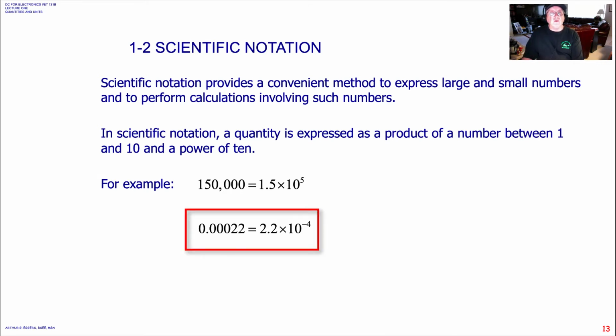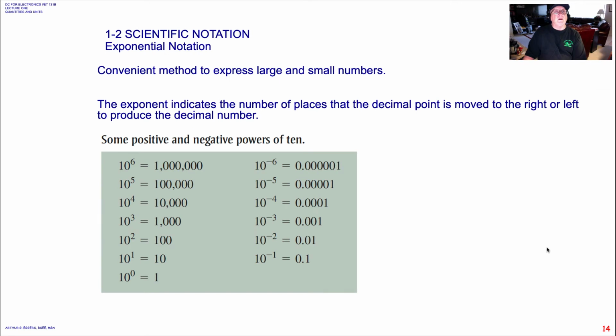In the second value, where we have 0.00022, you can see we moved the decimal point 4 places to the right, and we have a negative exponent. So here we had a positive exponent by moving the decimal point 1, 2, 3, 4, 5 places to the left to get 1.5, and then in the second one, 4 to the right. Convenient methods then to express large and small numbers that can be done using our exponential values.